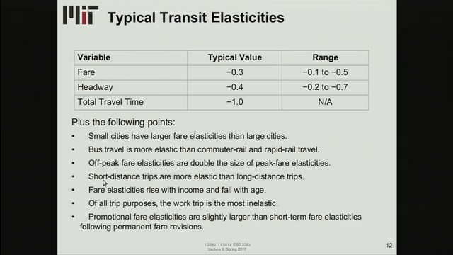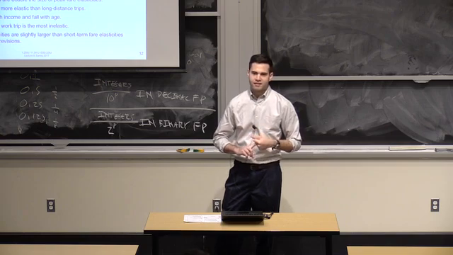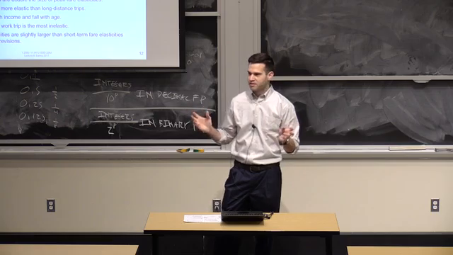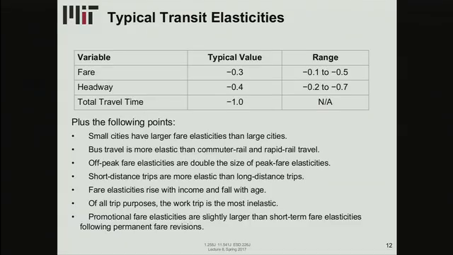Short distance trips are more elastic than long distance trips. We already covered that in the context of rail, so let's skip that. Fare elasticities rise with income. This should be straightforward. You have more options if you have more income. If you have more income, you have more options. You can afford all other options. So there you go. What about fare elasticities fall with age?